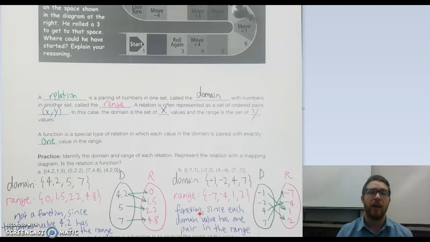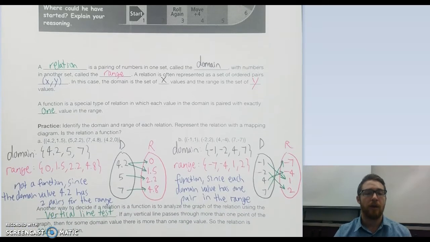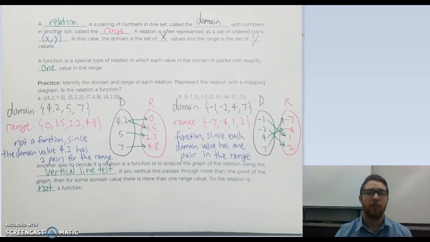Again, since every value in the domain has just one member in that range, I don't have a split like we did last time where 4.2 is used twice for two different ranges. So another way that we can test, other than with that domain test, is something we call the vertical line test. If I analyze a graph of a relation, I can tell if it's a function if I use that vertical line test.